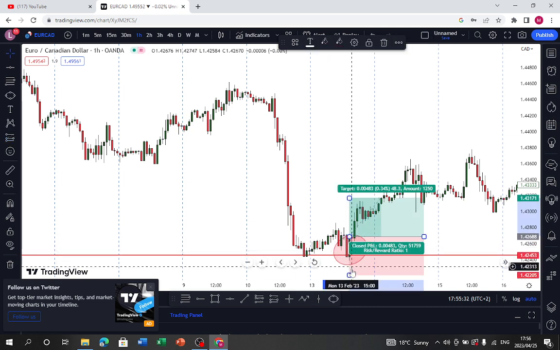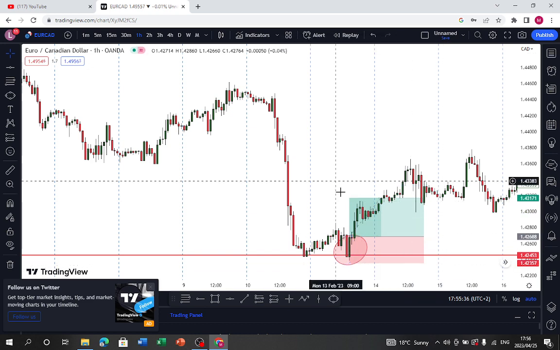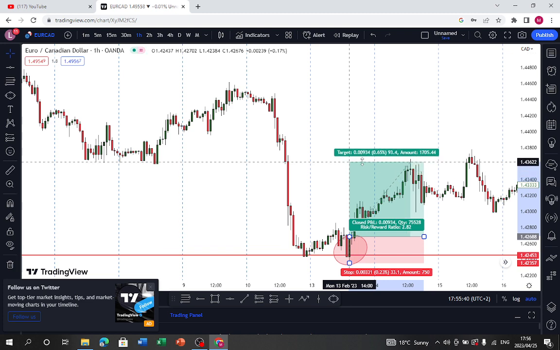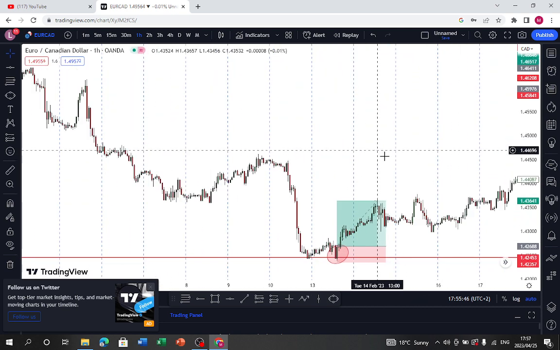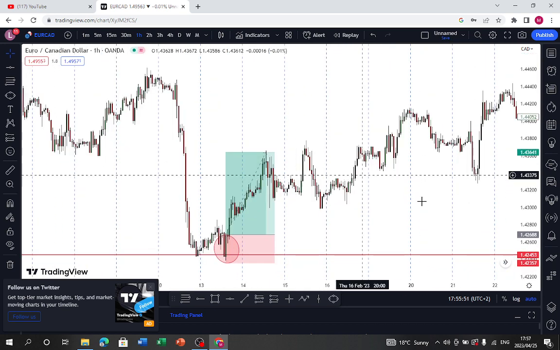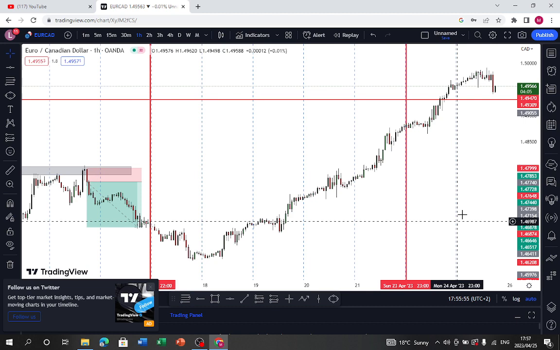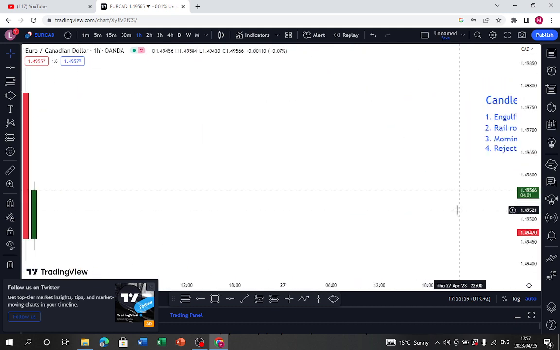Let's see how many rewards we would have caught. We would have caught more than 1:2.5, right? Same thing, guys. Buying at a support or at a demand, selling at a resistance or at a supply zone. This is simple stuff, guys. I'm just sharing candlestick patterns in this video.